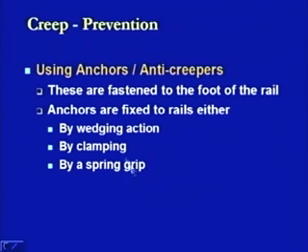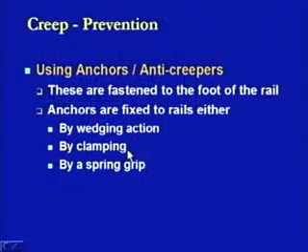In the case of wedging action, if the anchor is something like this one, then at one location the wedge is inserted, and when this wedge is inserted, it will provide the connectivity between the anchor and the foot of the rail section, and this is the way by which the loads will be transferred from one point to the other point. In the case of clamping, the clamps are provided at the foot of the rail section, so that this rail section is kept in location.